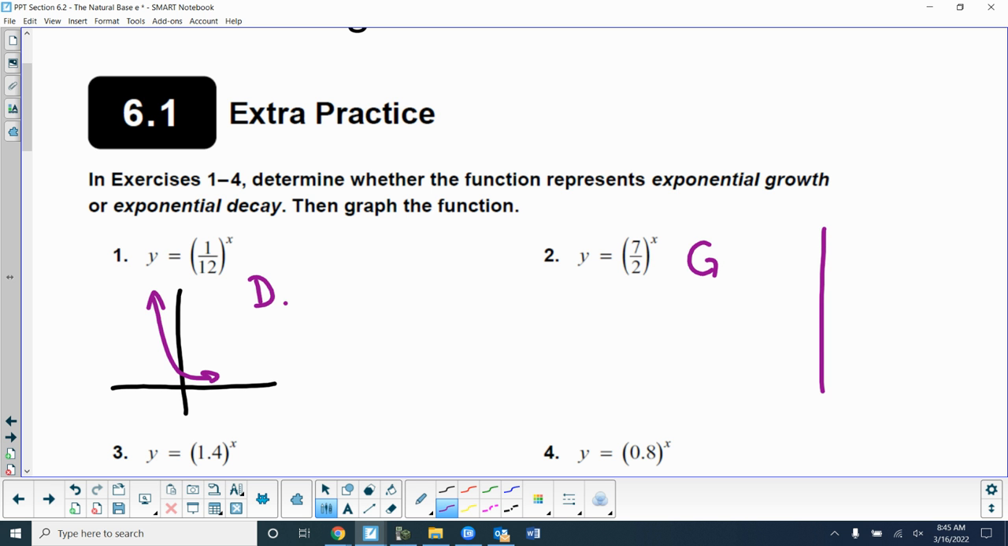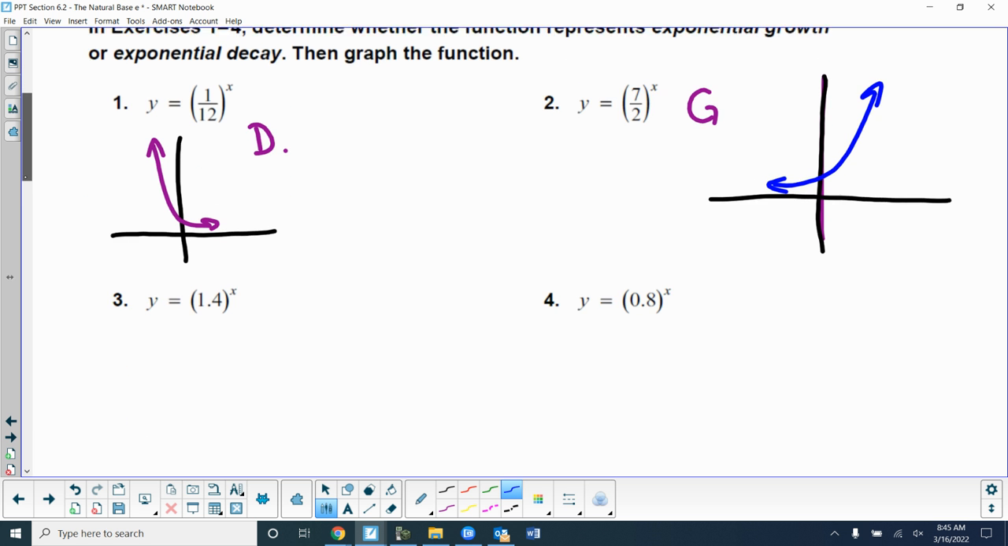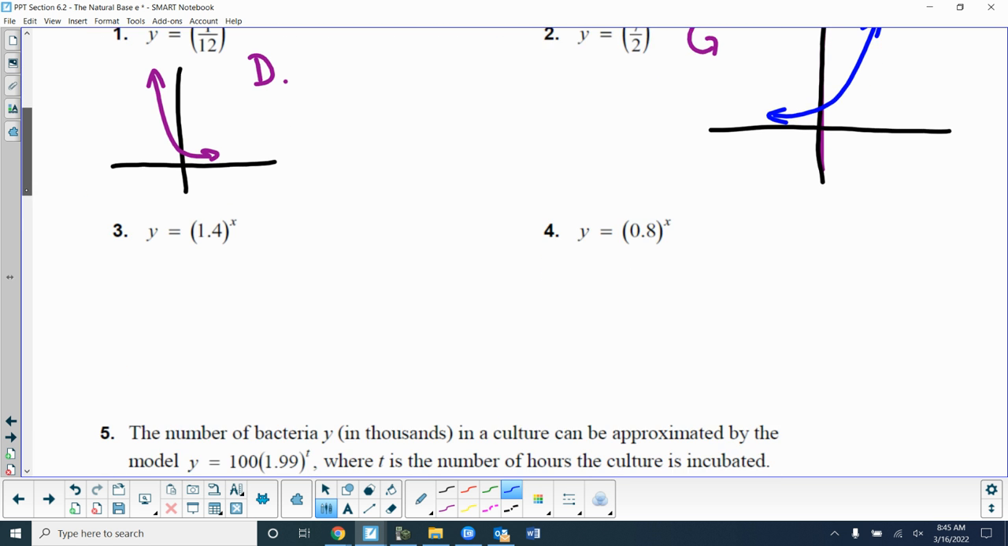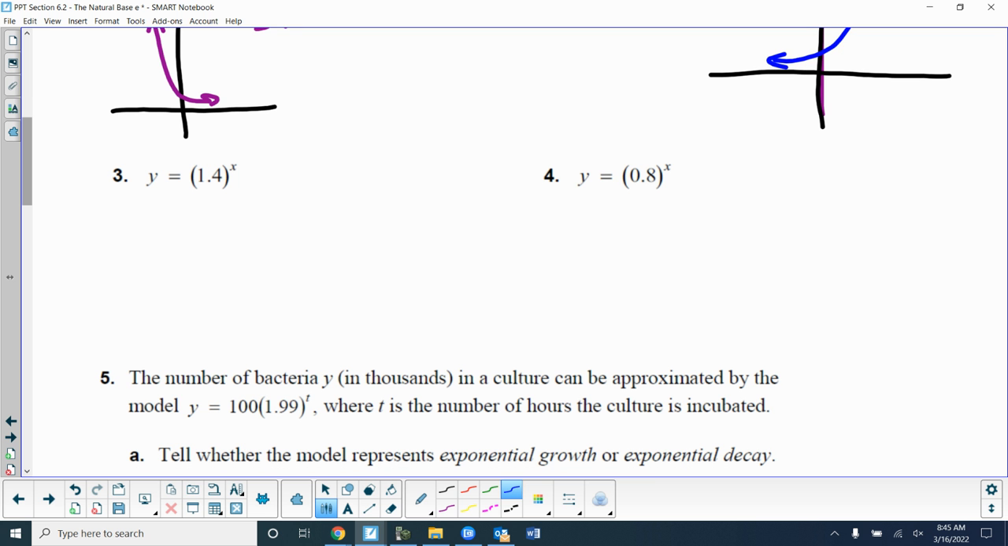And when we did our graph, it was pretty steep also. Not quite as steep as the first one. But growth, remember, goes that way. It starts out kind of flat and goes up. Decay comes down quick and then flattens out. Number 3, growth or decay? Growth.